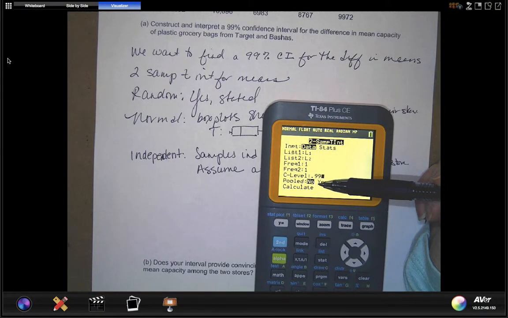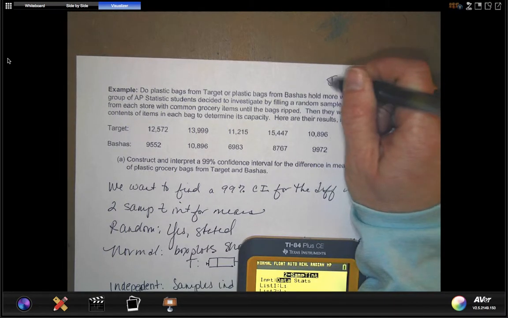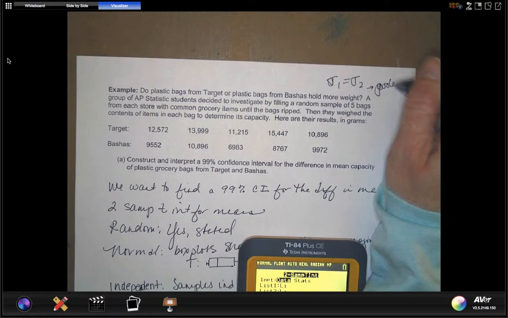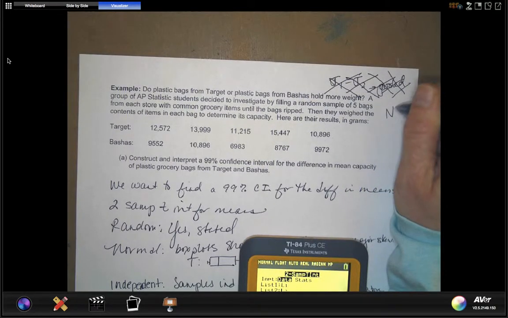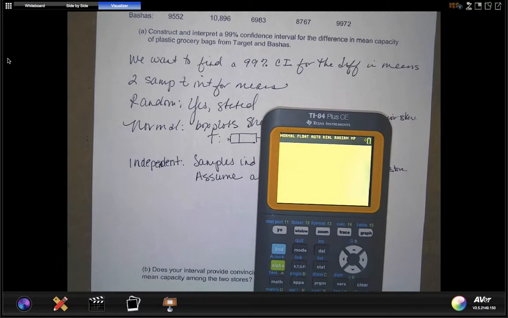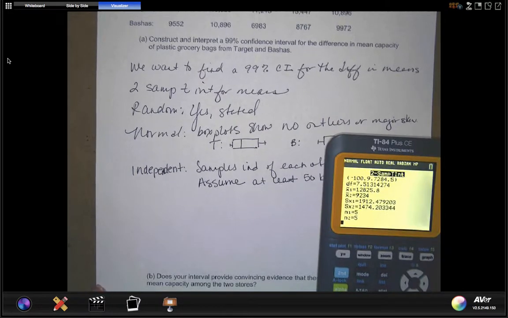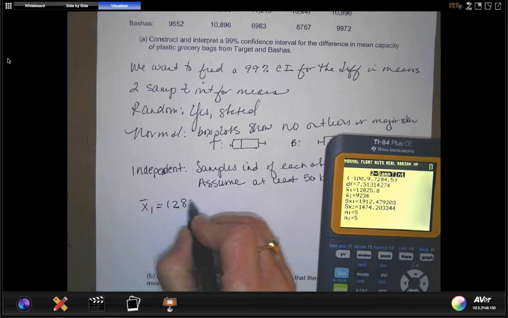The pooled, in the mean scenario, indicates whether you want to put the standard deviations together. Some textbooks teach that you work under the assumption that your two standard deviations are equal. So if you think they're equal, then you pool them. But our textbook doesn't do that, so we will always say no for pooled. We hit calculate. I get this interval. You didn't have to type in the inputs here because we used the data option, so I'm going to give the outputs.